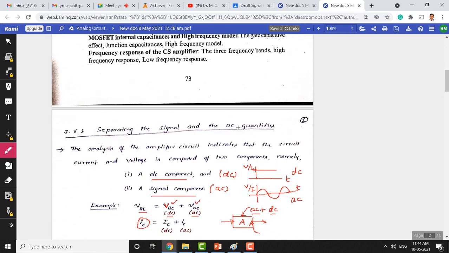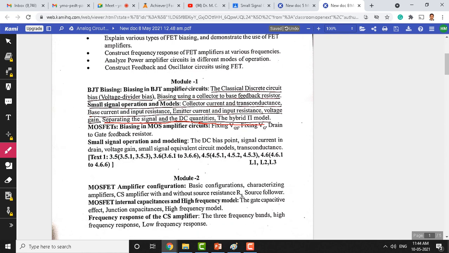Any questions? That completes module 1, the first and second chapters, and we need to start with MOSFETs and their biasing in MOS amplifier circuits, followed by the bias circuits like fixing VGS, fixing VG, and drain to gate feedback resistor. After discussing these three bias circuits, we have to cover similar analysis for the MOSFET also, small signal operation and modeling with reference to the MOSFET.